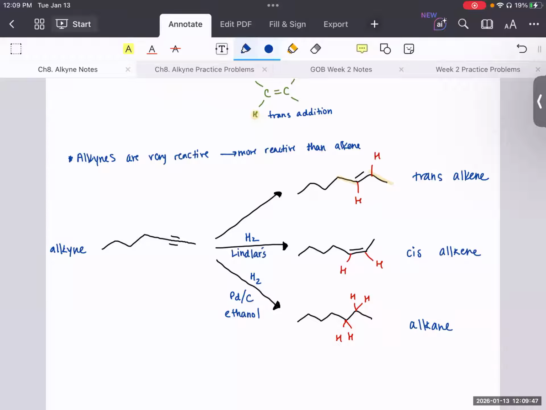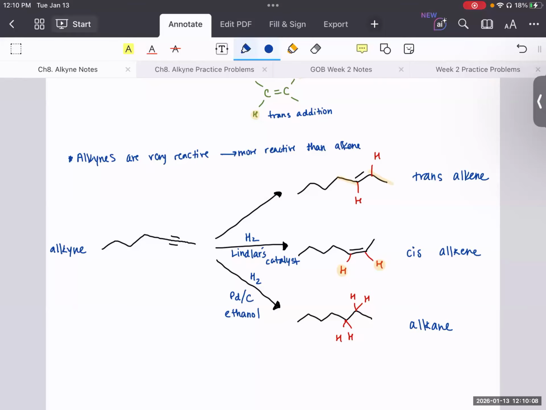Because it's less reactive, it will react with the more reactive alkyne, but then it'll stop at the cis alkene and not continue down to the alkane. In that way, we can be selective about reducing down to the cis alkene. Again, the key word for this is Lindlar's catalyst.